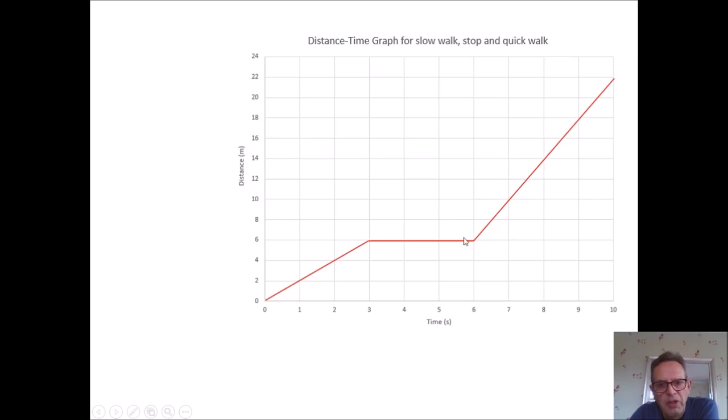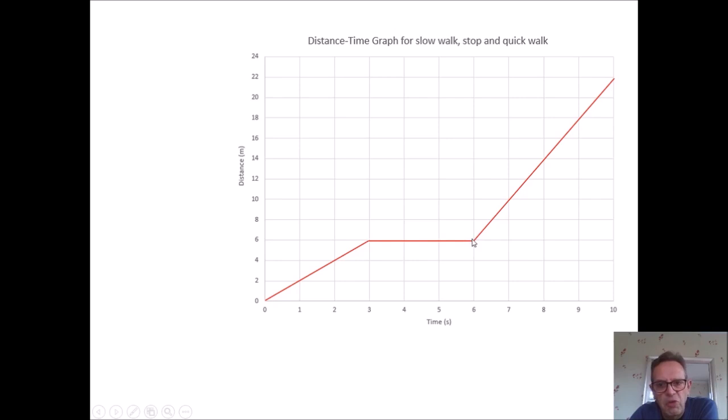Here is the point where she's stopped. So for these 3 seconds, she's stopped. And you might think, oh, she's gone 6 metres, but she hasn't gone 6 metres in this time. She was 6 metres away from the start, and she's still 6 metres away from the start, so she's in the same place. Here's the last part of the graph where she's walked much more quickly.